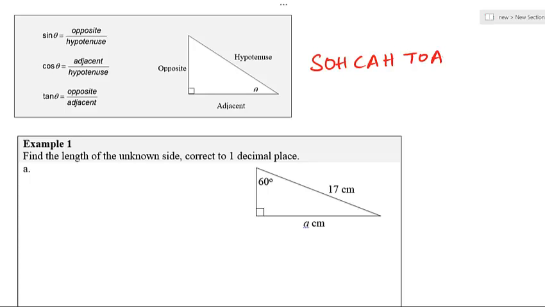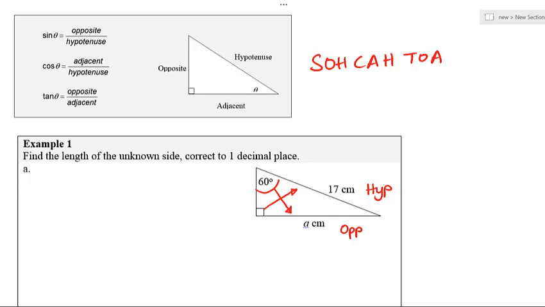Before we can solve for any unknown sides, we need to identify the sides and their relationship to the given angle. Looking at the first diagram, we have an angle that is 60 degrees and two sides. What relationships do the two sides have with this angle? If I drew an arrow from the 60 degrees and it hits this side here, we know this side must be the opposite side. And if I drew the arrow from the right angle and it hits this side, it's the hypotenuse. We also know it's the hypotenuse because it's the longest side.